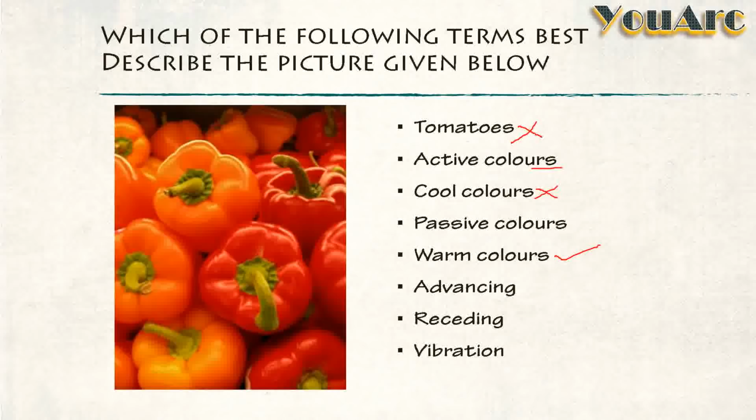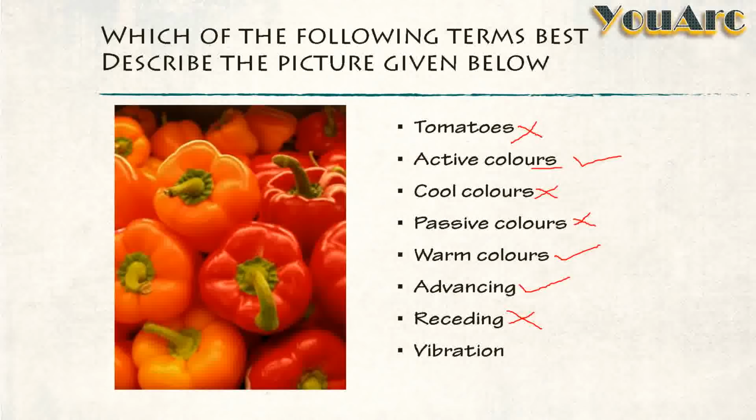Okay, we understood these are warm colors. So what is active colors? Active colors are also known as warm colors. So this is right. What is passive then? Passive is cool colors. So this is wrong. What is advancing? So warm colors are always advancing in nature, right? It feels close to the viewer. So these are warm colors, like it is advancing color. Receding colors are cool colors, so it is not the answer.